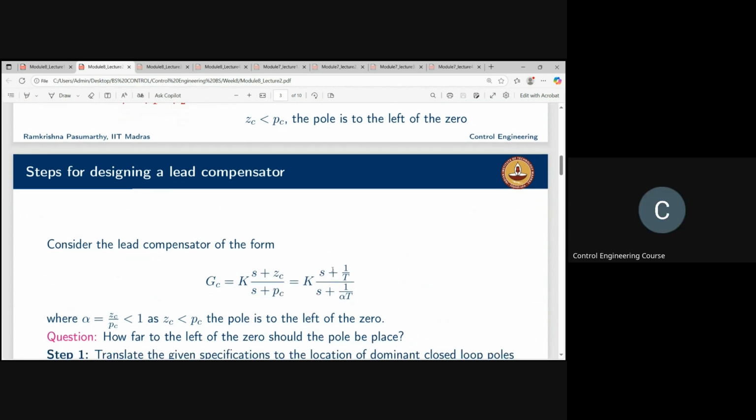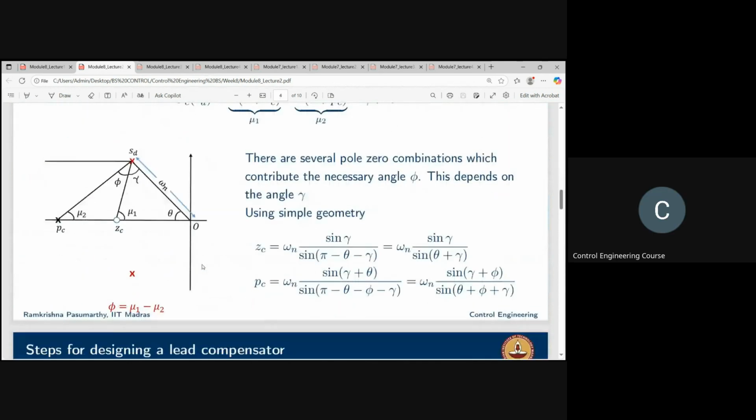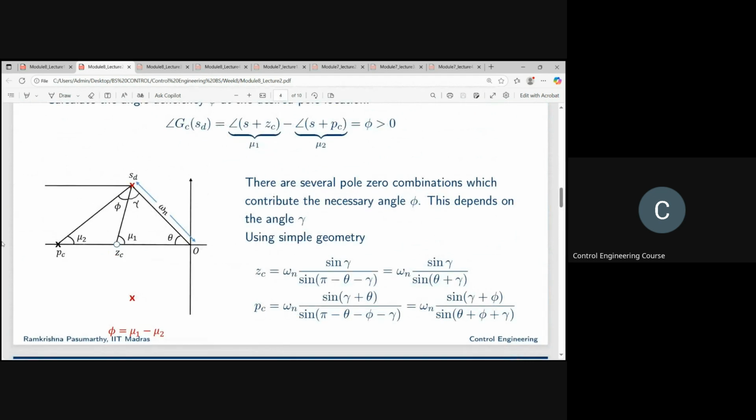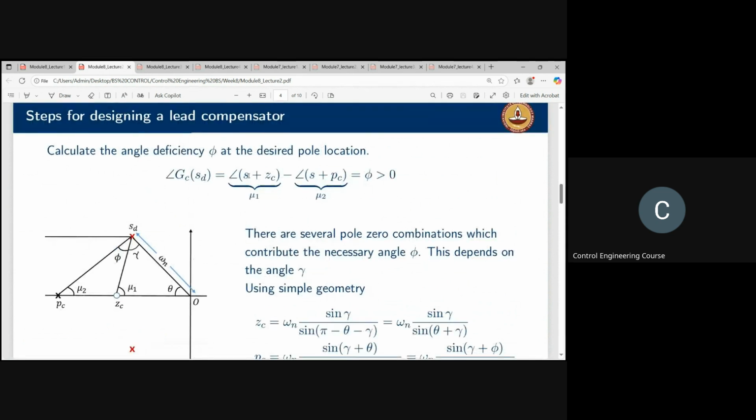So ZC is 1 by T, PC is 1 by alpha T. So if you divide ZC and PC, what do you get? Alpha, right? So we wrote the lead compensator in this form. Once again, I'll just note it down. So if you know ZC and PC, you can know alpha. So if you substitute SC equal to SD, you get SD plus ZC. If you substitute SC equal to SD, you get SD plus PC.